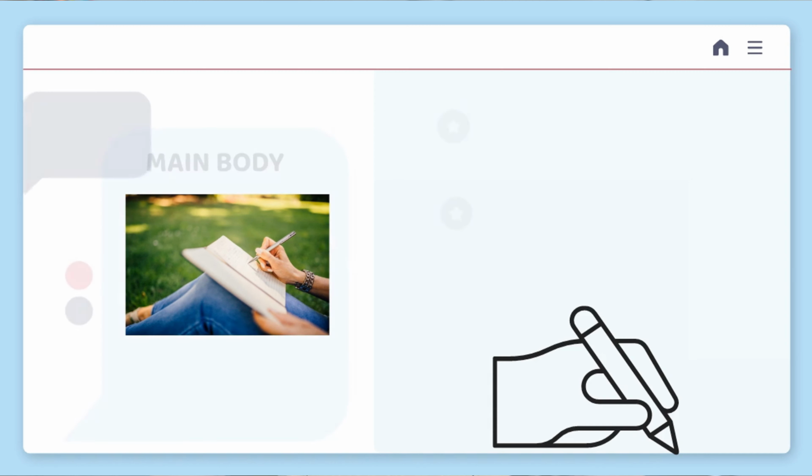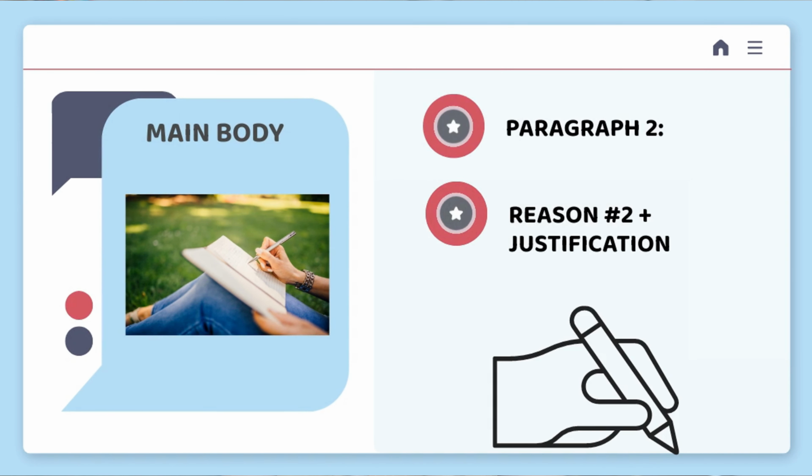What we have done here is basically explain or give the first reason why we agree with homeschooling, and also explain a little bit and give a little bit of justification of why we think like this. So now it's time for the second part of this paragraph. In this second paragraph, we are going to give the second reason why we agree with homeschooling.